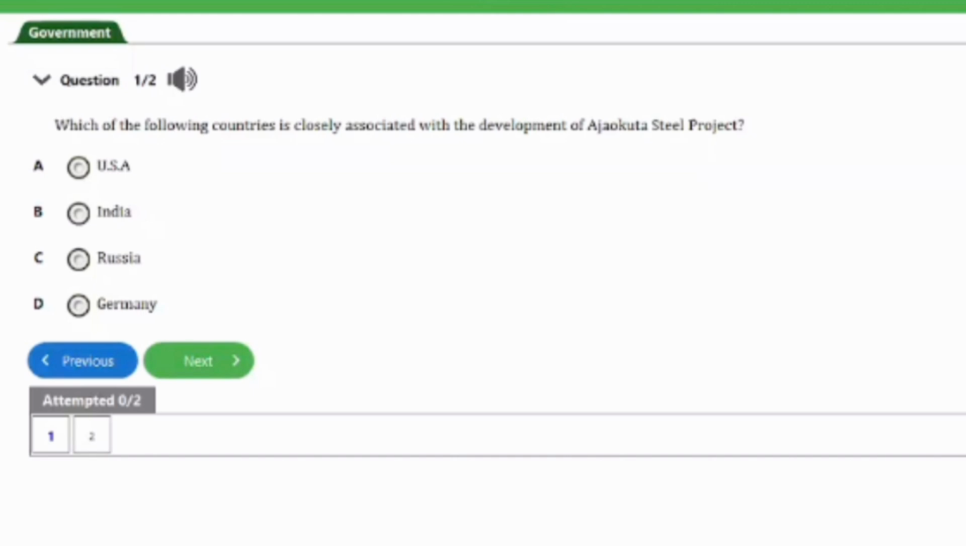It says, which of the following countries is closely associated with development of Ajaokuta steel projects? We have A, USA, B, India, C, Russia, D, Germany. So guys, the answer to this question is option C here, that's Russia. So that's it for this question. Let's head on to the next one.